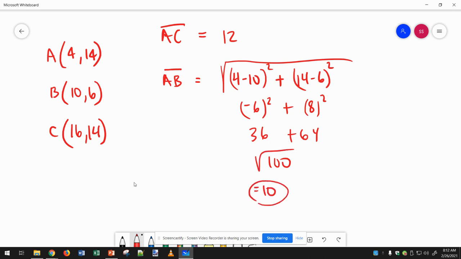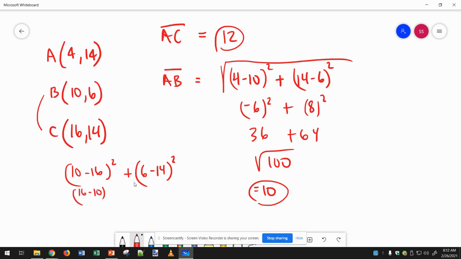Then we just need one more side. We just need to figure out which side we don't have yet. AC, AB, we haven't combined B and C together. So just do 10 minus 16 squared plus 6 minus 14 squared. Or the other way around.